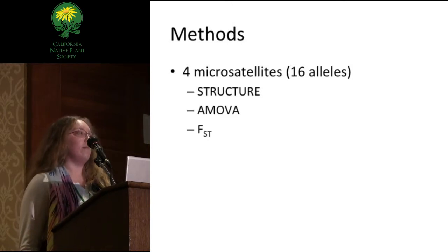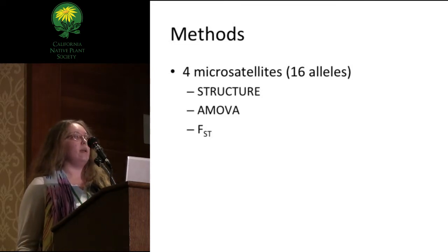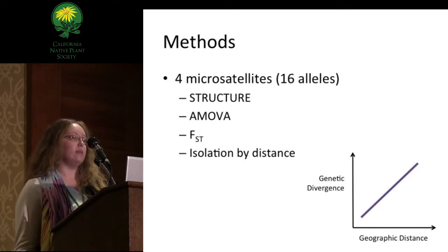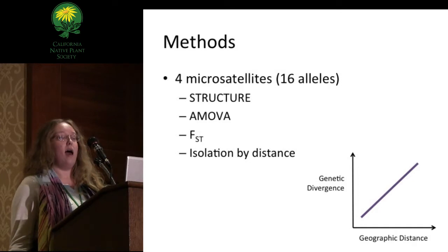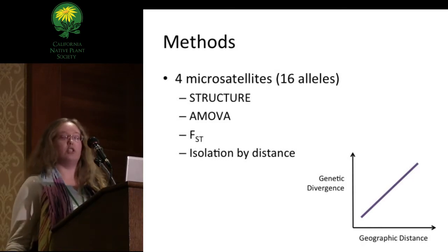We also used the common measure of population differentiation, FST. So that ranges from 0 to 1, with 0 meaning that 2 populations are virtually identical, and 1 meaning that they're totally differentiated. And finally, we examined isolation by distance, which in this case we derived from FST. And what that does is it regresses genetic divergence against geographic distance and tries to determine whether there's a relationship between the two.